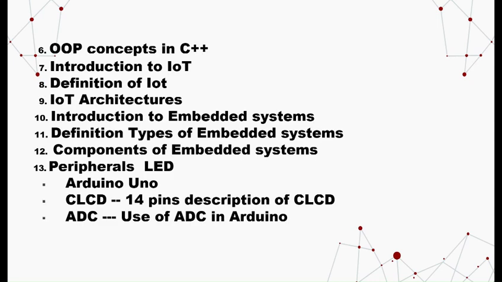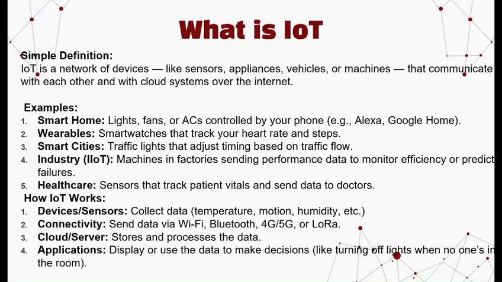So, OOP concepts in C++ we have learned, and introduction to IoT, definitions of IoT, IoT architectures, introduction to embedded systems, definition and types of embedded systems, components of embedded systems, peripherals like Arduino Uno, CLCD, 14-pin description of CLCD, and ADC, use of ADC in Arduino. We have seen these concepts.